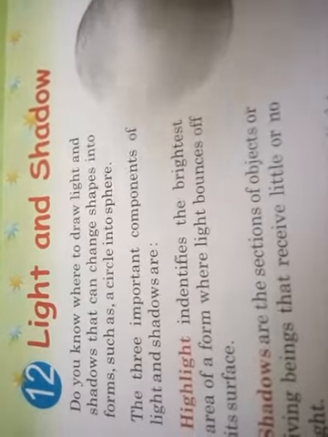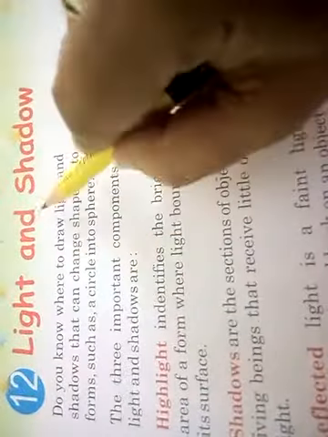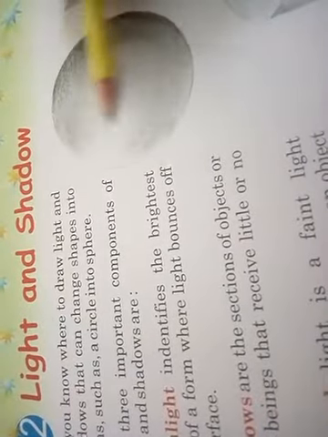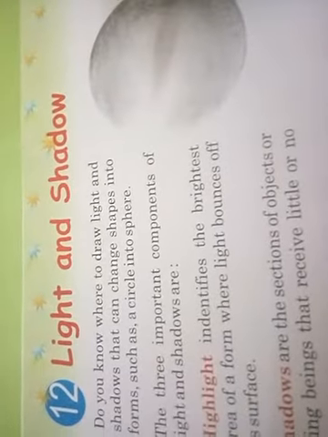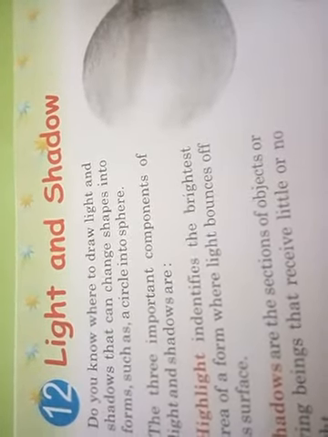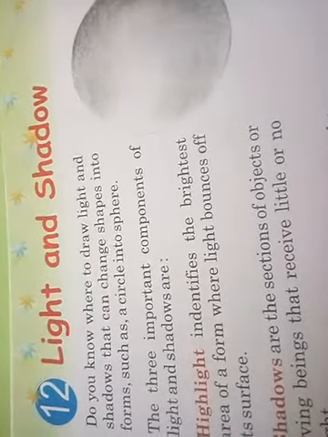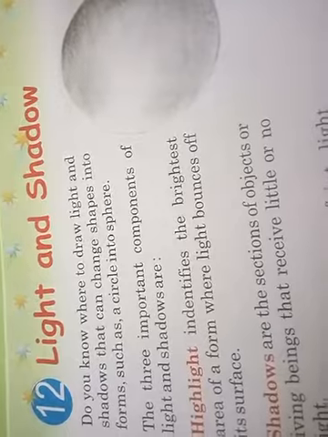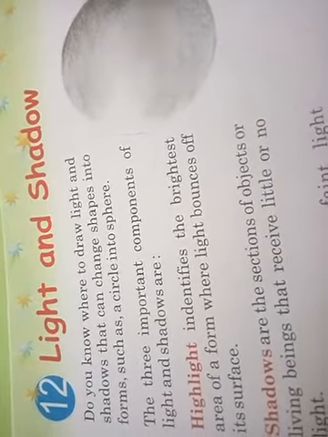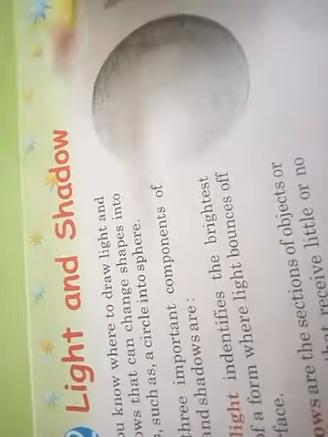So let's start. Number 12, light and shadow. This part is the light, and this part is the dark. When you draw with a pencil, you use shading. Whichever part is dark, you shade it, and the opposite side is light.